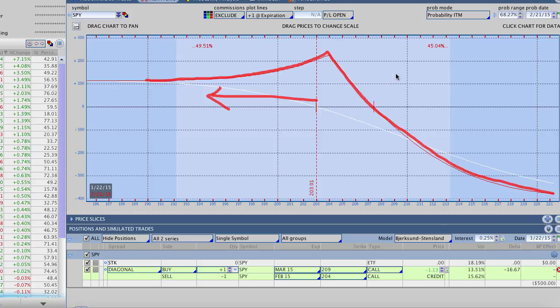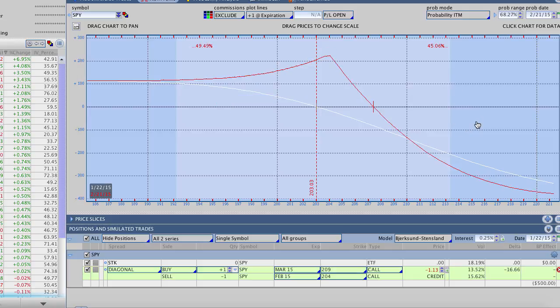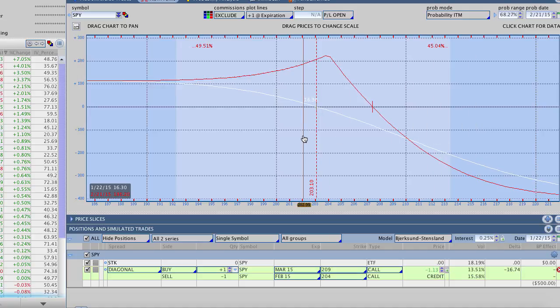Now you can see that by doing this, we also added additional risk in case the stock does move higher. So there's a bit of a sweet spot here where you want to take in a credit, but you don't want to take in too much of a credit and get super directional in this trade.